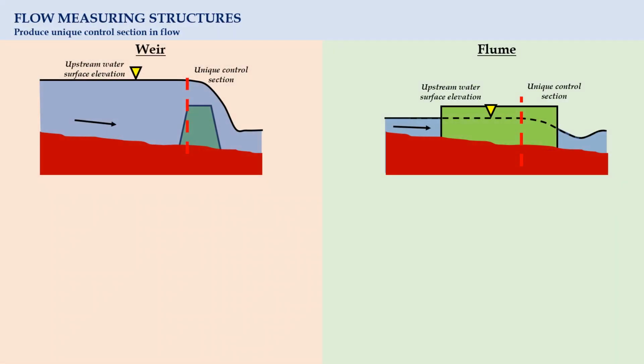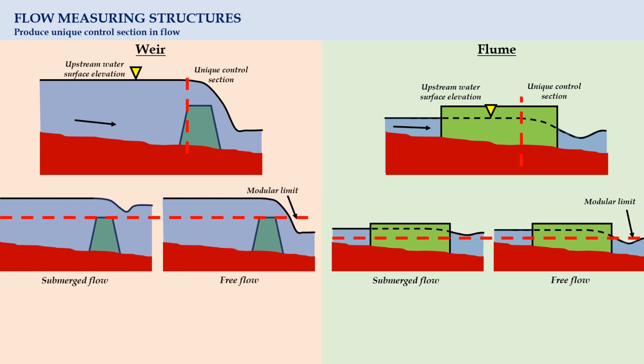When we want to measure the discharge of a stream indirectly, we may use some hydraulic structures. Some examples of those structures are weirs and flumes. These structures produce a unique control section in flow, which enables us to express its discharge as a function of upstream water surface elevation.